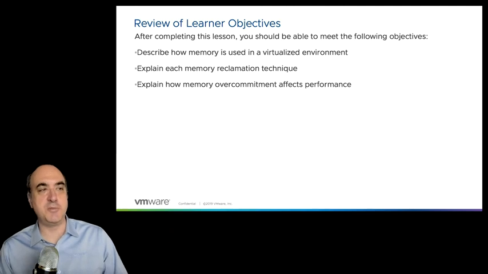So we took a look at memory in a virtualized environment, how memory reclamation works with a variety of different reclamation techniques, and how overcommitment affects performance. Basically, it's the paging, the disk I/O, which is going to cause performance issues. If a VM needs access to its memory and it's on disk, we have to wait for the disk I/O as opposed to getting the data off of memory, which is a big performance degradation to start off with. So in any case, we finished this lesson.